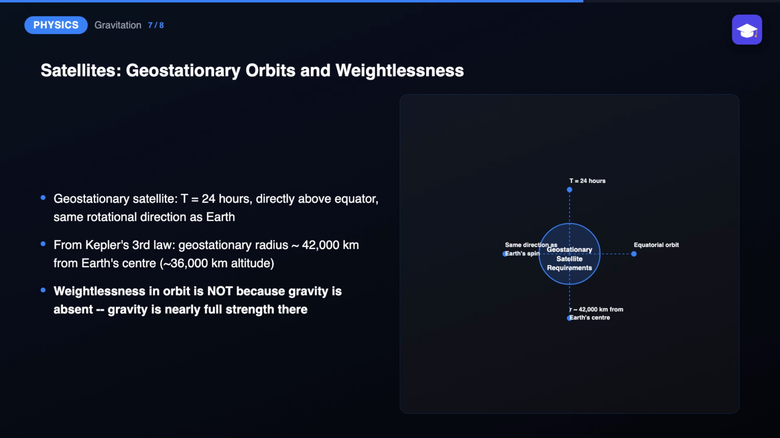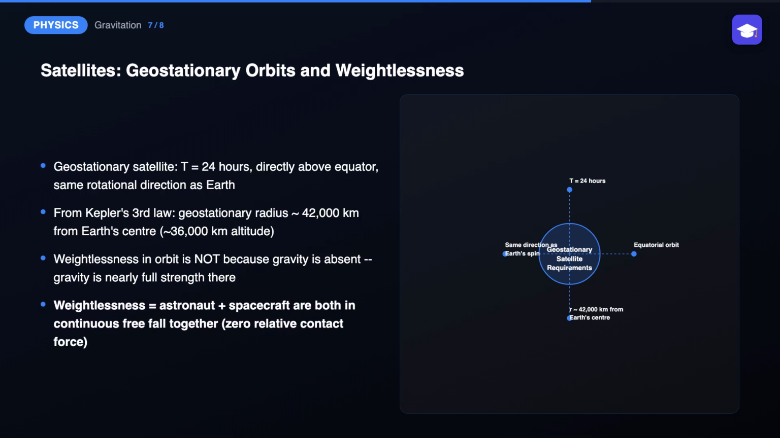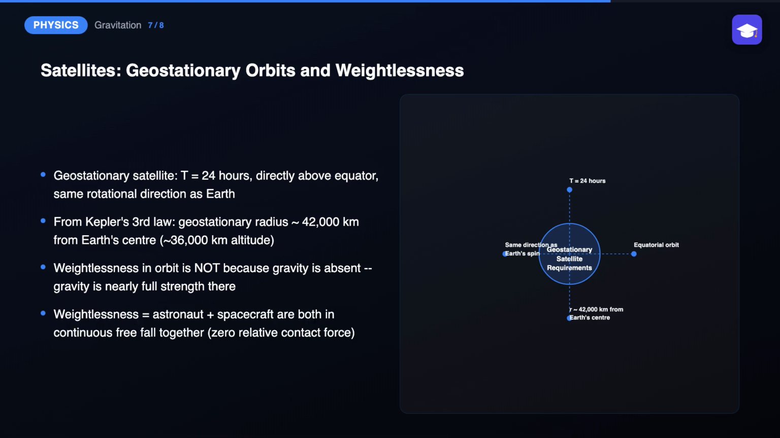Weightlessness instead occurs because both the astronaut and their entire spacecraft are continuously, simultaneously in free fall together, falling toward Earth at the exact same acceleration, so there's genuinely no relative normal contact force between the astronaut's body and the spacecraft's floor, which is precisely what a bathroom scale would otherwise measure as apparent weight. This same free fall principle is exactly why objects released inside an orbiting spacecraft simply float motionless relative to the cabin rather than actually falling to the floor.